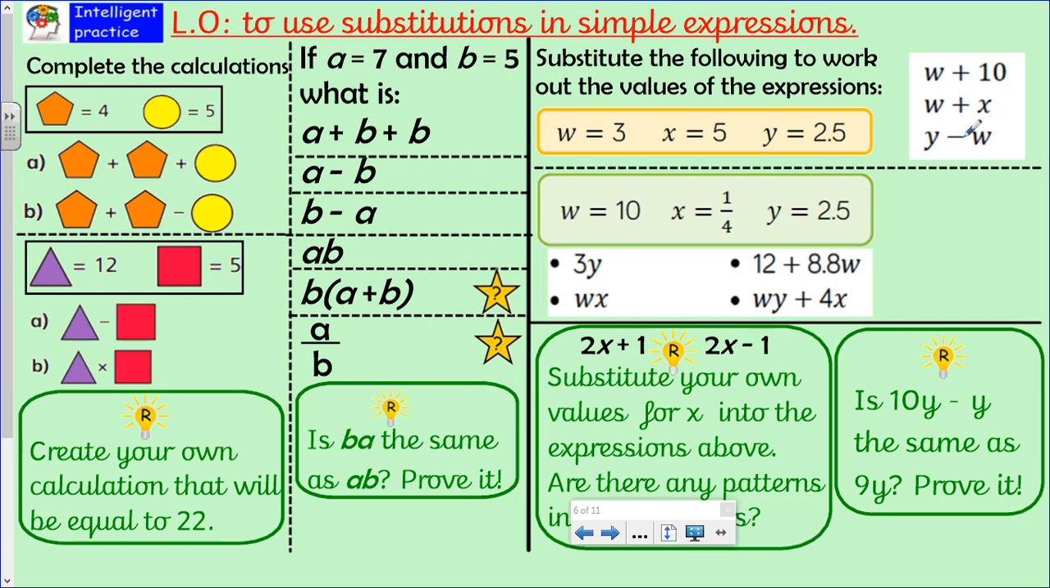Right, slightly trickier, and I'm only saying slightly because there is a decimal number involved here. Can you substitute the following values to work out the values of the expression? So W is 3 in each one, X is 5, and Y is 2.5 in each one.